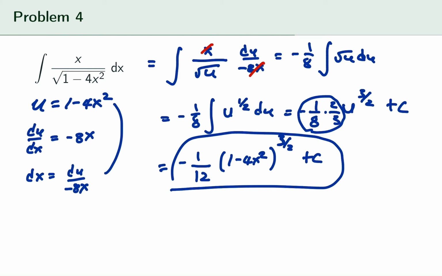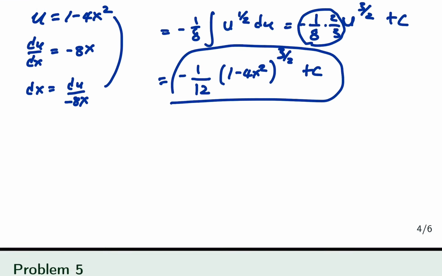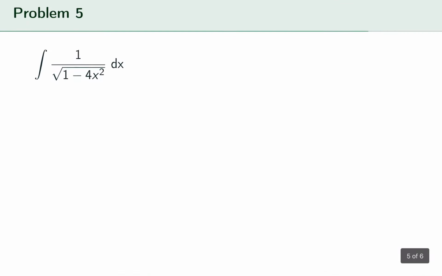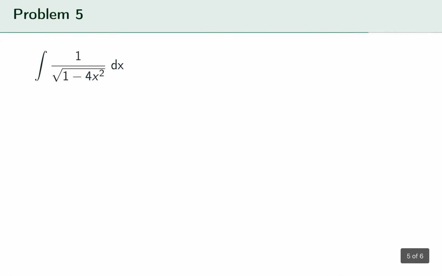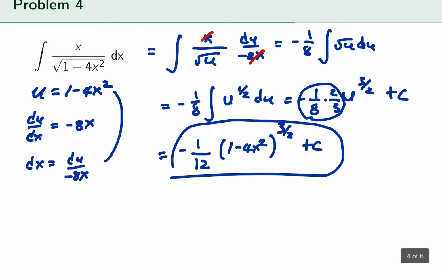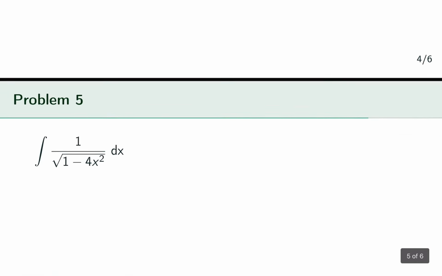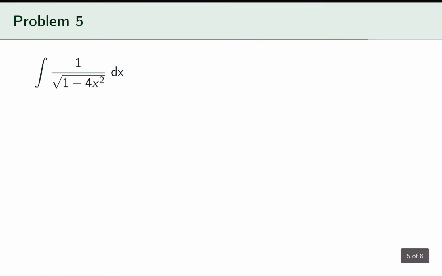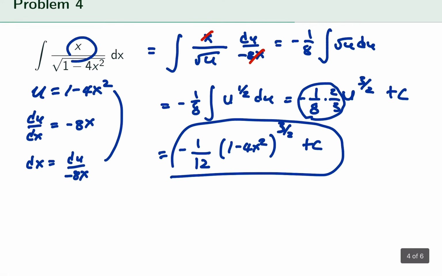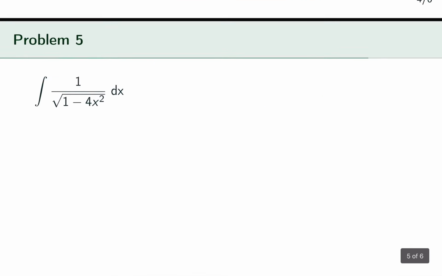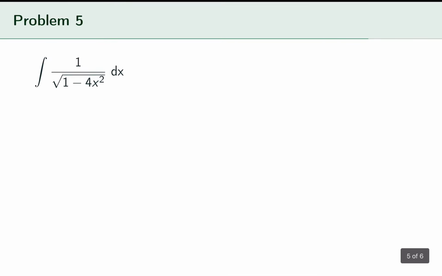Okay. So problem 5, take indefinite integral of 1 over square root of 1 minus 4x squared dx. So this one looks very similar to this one. But one difference is that unlike number 4, we have just a number here. Whereas in problem 4, we had an x variable, right? So what about this problem will be different? Let's see.